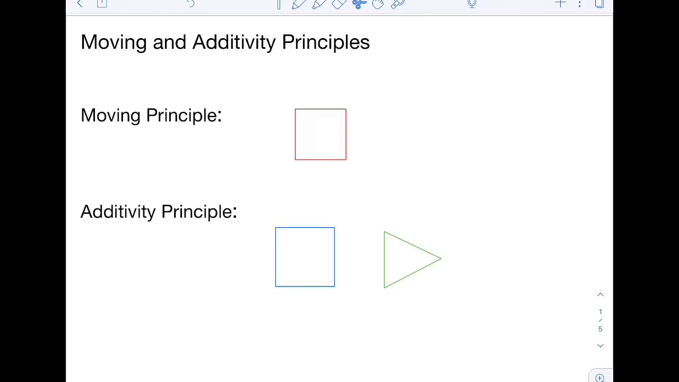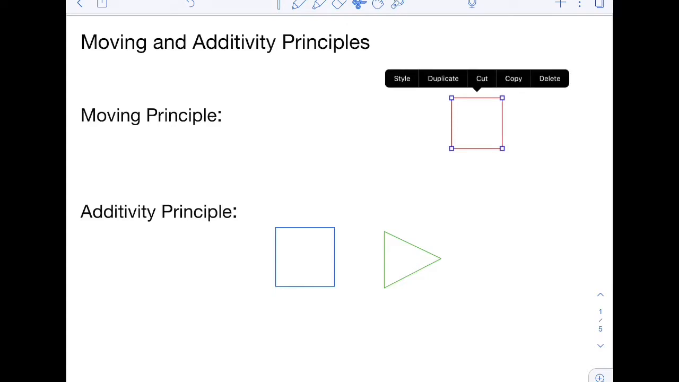In this video, we're going to talk about the moving and additivity principles for area. The moving principle just says that if I have a shape and I move it, as long as I don't stretch it or shrink it, so I move it rigidly, moving or relocating it doesn't change the area. The area of my red rectangle here is the same as my area over here.